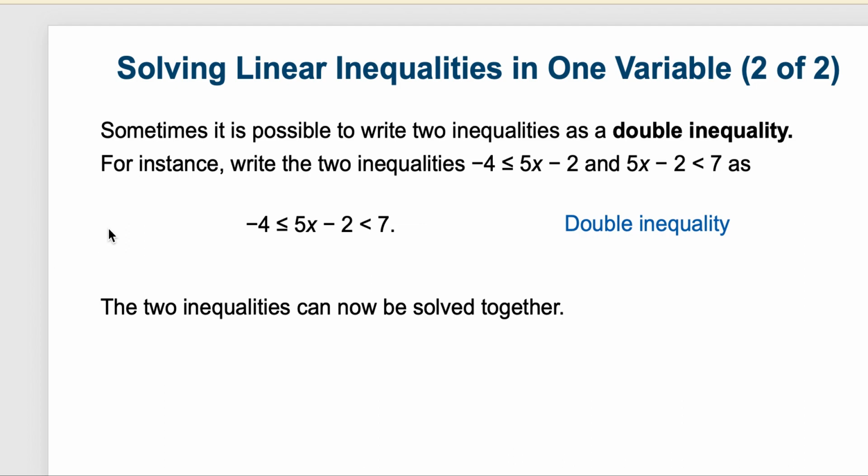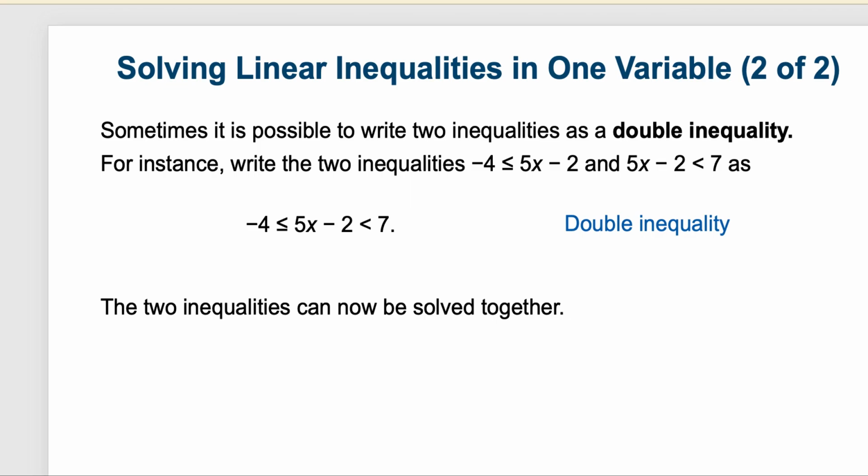Sometimes it is possible to write two inequalities as a double inequality. So if you have two inequalities like this, you can combine them as a double inequality. So if you have 5x minus 2 is greater than or equal to negative 4, and 5x minus 2 is smaller than 7, you can combine these two, and then you have negative 4 less than or equal to 5x minus 2 is less than 7. So this is called a double inequality. The two inequalities can be solved together.